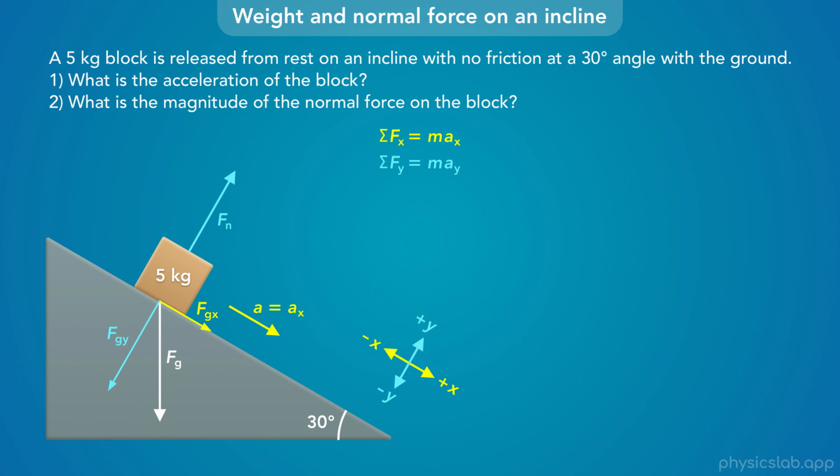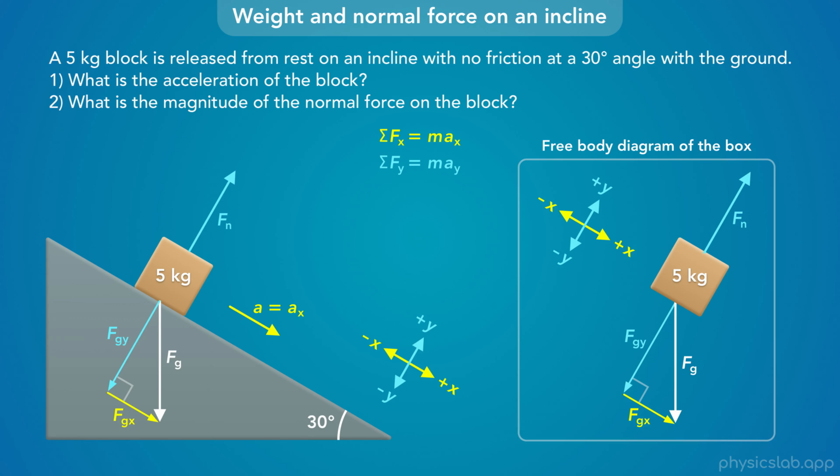You can draw the components in different places as long as they point in the right direction, but we're going to draw them like this, so they form a right triangle and the y component is starting on the box. So this is the x component of the weight force, Fgx, and this is the y component of the weight force, Fgy. We could also say that this is the component of the weight force that is parallel to the incline, and this is the component that's perpendicular to the incline, but we'll stick with x and y.